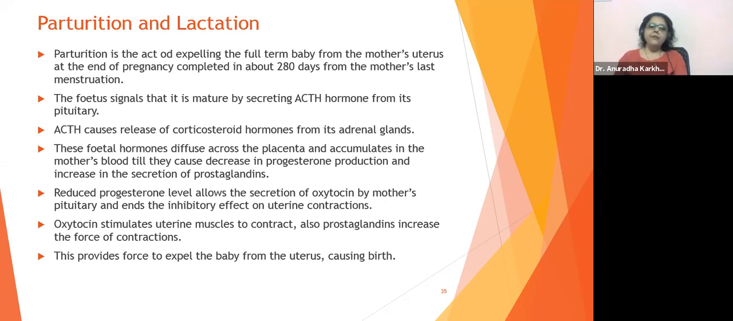So if the fetus releases ACTH earlier, then it will be delivered prematurely. But sometimes there is also a false signaling of ACTH. If the mother's blood pressure is high, if the mother's sugar is high, if the mother is consuming alcohol or any sort of drugs, then a false signal is given to release oxytocin without the involvement of ACTH.